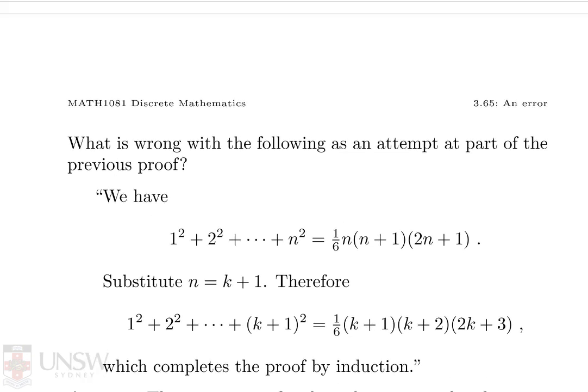What's wrong with the following as an attempt at part of the previous proof? So I'm going to say we've assumed that 1 squared plus 2 squared plus ... plus n squared is 1/6 n plus 1, 2n plus 1. And now I'm going to just substitute n equals k plus 1. And so therefore I get 1 squared plus 2 squared, etc. plus k plus 1 squared is equal to 1/6 k plus 1, k plus 2, 2k plus 3. Done. Not done. Why not?